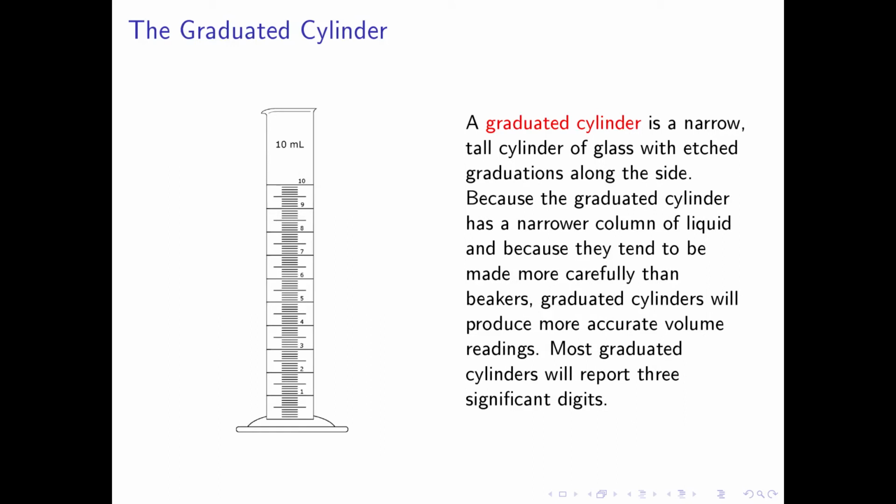The second type of glassware is by far more accurate and precise. This is the graduated cylinder. A graduated cylinder is a narrow, tall cylinder of glass with etched graduations along the side. Because the graduated cylinder has a narrower column of liquid, and because they tend to be made more carefully than beakers, graduated cylinders will produce more accurate volume readings. Most graduated cylinders will report 3 significant digits.